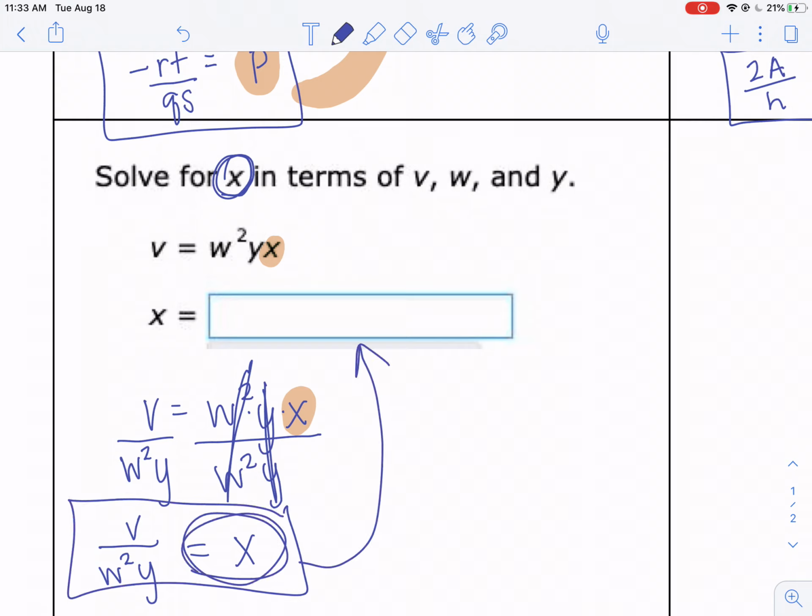Notice the x is already written there, right? That part is already written. So we just write this part. We would write v divided by w squared y in there.